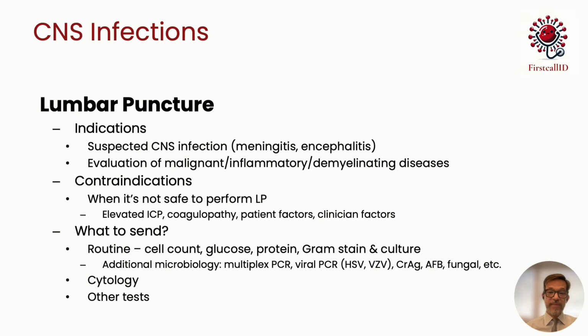And so there's some additional microbiology you might ask for upfront. Some institutions will automatically trigger or reflex a multiplex PCR for different types of bacterial or viral or even fungal pathogens. Sometimes we'll ask specifically for viral PCR for herpes simplex or varicella zoster. Cryptococcal antigen might be sent. And then in some specific situations, and often not on the first LP or at least initially, things like acid-fast bacilli or fungal testing as well.